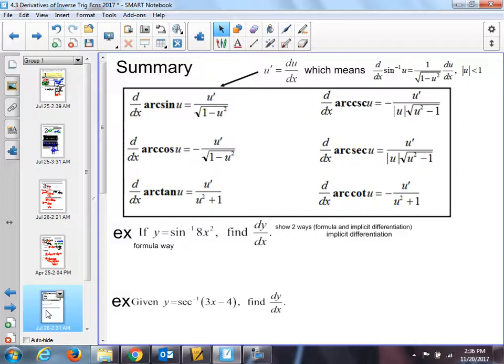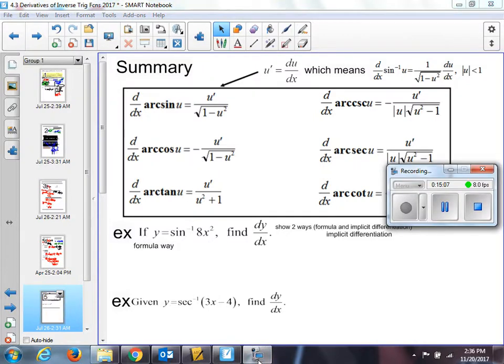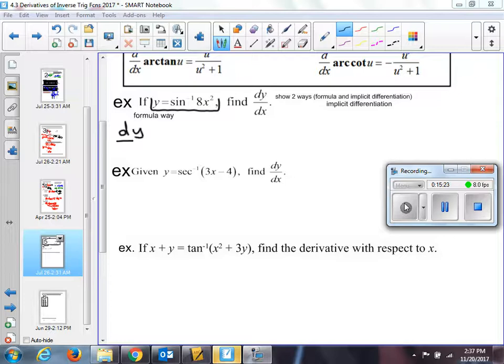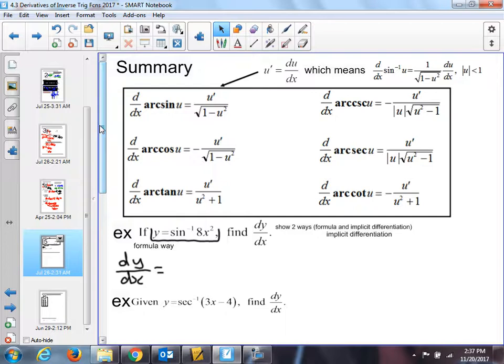Now, just a second here, I'll pause for a second here. Two different ways of applying this. If you have the formulas memorized or given, it's pretty easy. So let's just take a look at this. But we're going to do it the other way too. So if I do the formula way right here, dy by dx. I say, well, the arc sine of the comet.